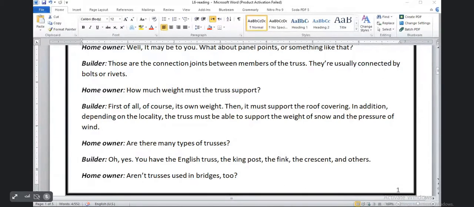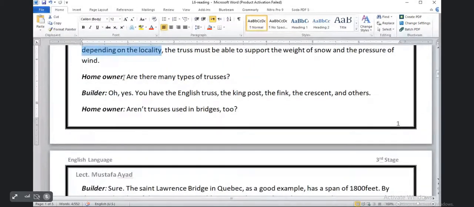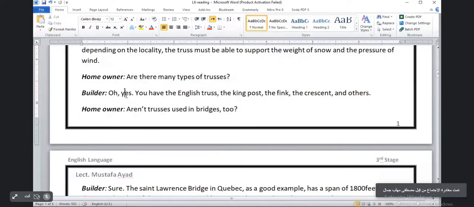Okay, let's continue reading now. Now the homeowner is asking a question. Are there many types of trusses? He asks again, are there shapes and types of trusses? The builder, of course, will answer. So, who would like to read this part?